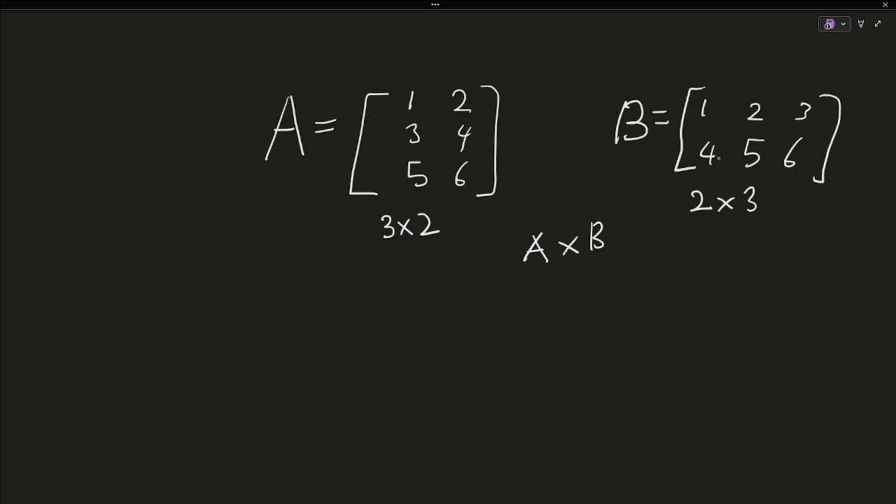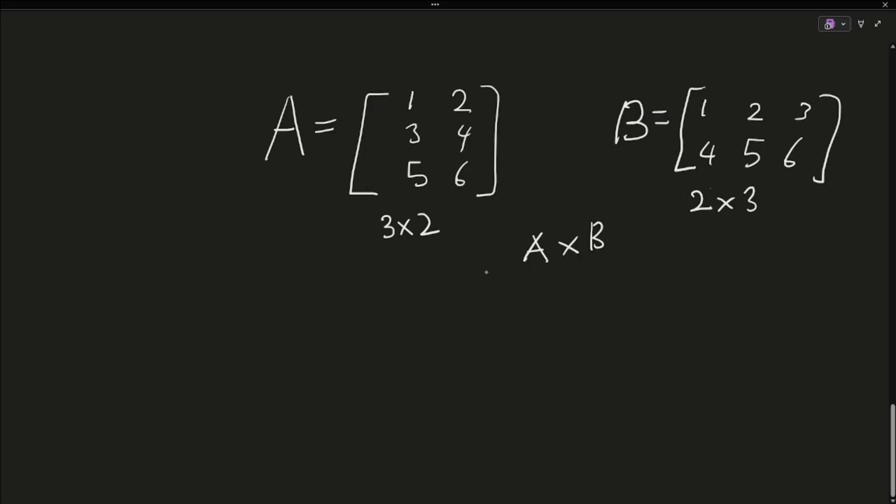Now, listen carefully. In order to make a multiplication possible, you're going to take the left matrix. For example, in this case, the left matrix is A, the first matrix, and you're going to look at the column number of A, and then go to the other matrix and look at the row number. So the column number of the first matrix must be equal to the row number of the second matrix. If these are equal, you are able to make this multiplication. In this case, 2 equals 2, which is true.